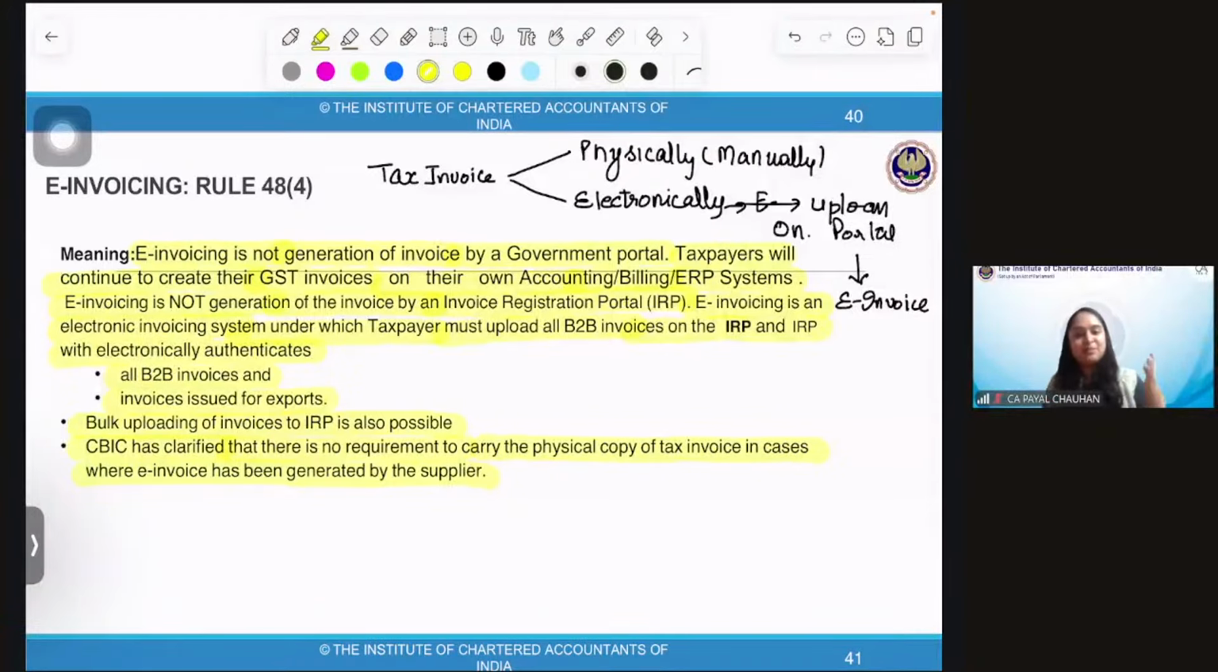Let me explain it once and then we'll proceed. I was discussing e-invoicing. I have a question for you people. Did you revise whatever we did? Yes or no?